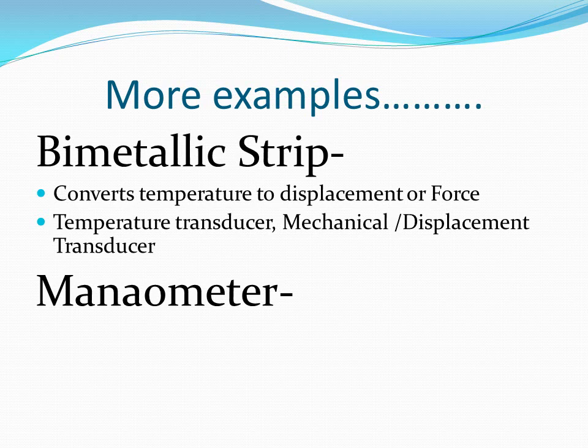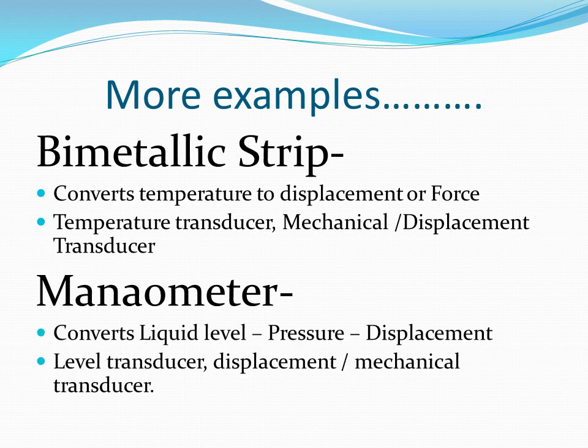It senses a change in pressure. Usually it is employed in level measurement techniques in instrumentation. So here it converts a liquid level. Actually, when the level varies, the pressure varies, and the pressure is converted into a displacement. So manometer, as it is used to measure level, may be called a level transducer. As it is converting the level into a displacement, it is called a displacement or mechanical transducer.